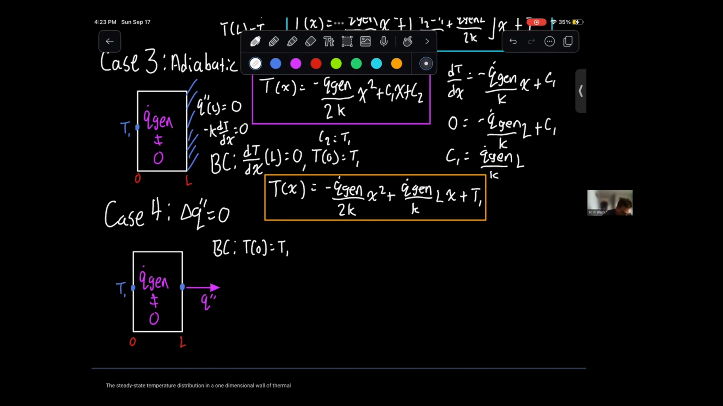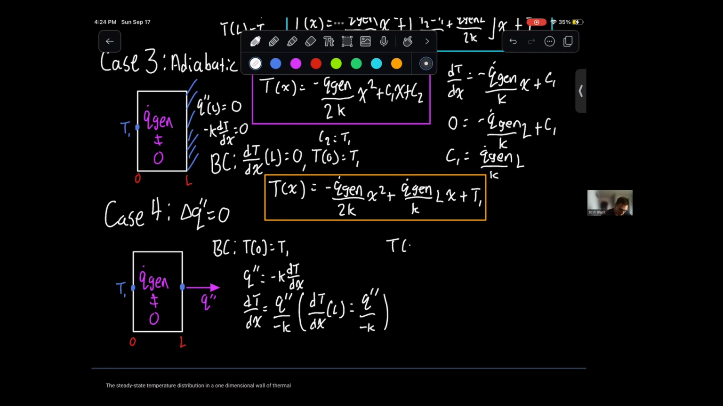Now, we know our flux. We know what it is. That's equal to negative K dT/dx. So dT/dx is equal to our flux divided by negative K. That's our second boundary condition. So in this situation, our flux at L is equal to Q double prime over negative K. From there, we can rearrange and solve.